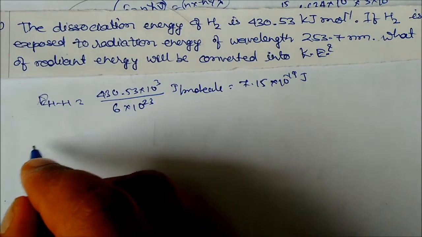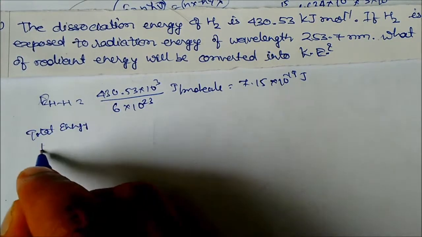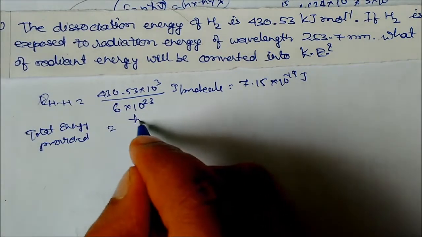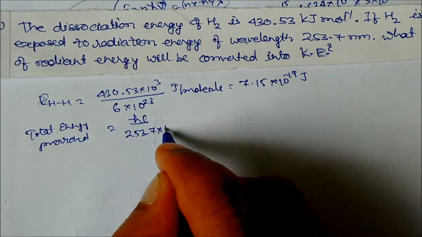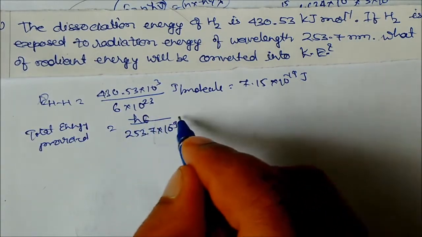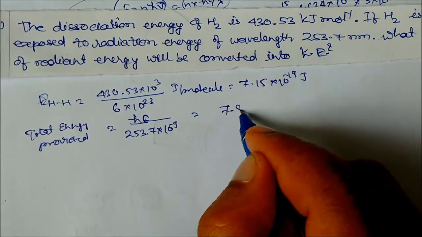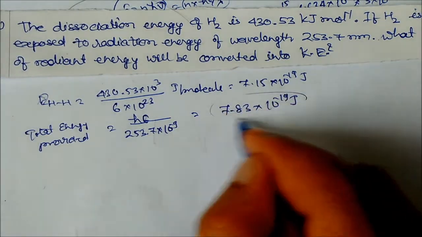Now how much total energy are we giving? The total energy provided is equal to hc upon 253.7 into 10 power minus 9, this is the wavelength, right? This is the total energy we are providing. If you calculate the values of h and c, you will get 7.83 into 10 power minus 19 joule. So this is the total energy we are providing.